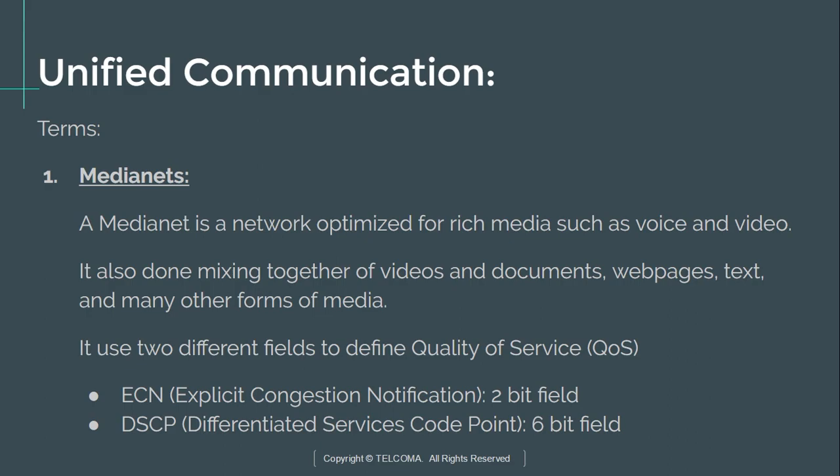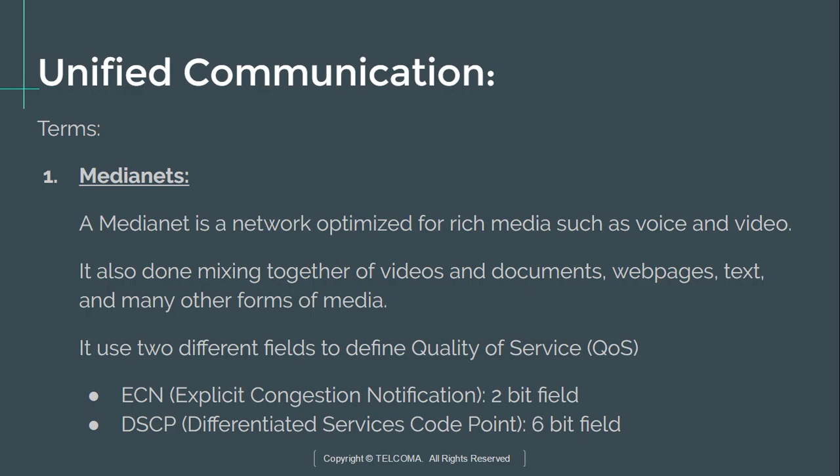So here it also does mixing together of video and documents, web pages, text, and many other forms of media. So here, the real-time MediaNet uses two different fields to define the quality of services.